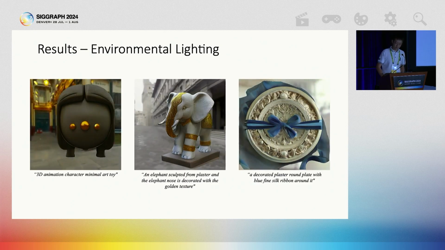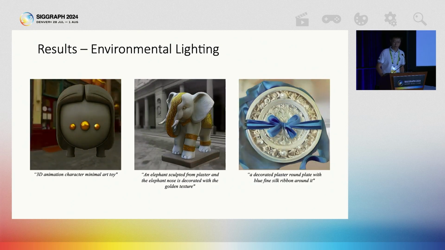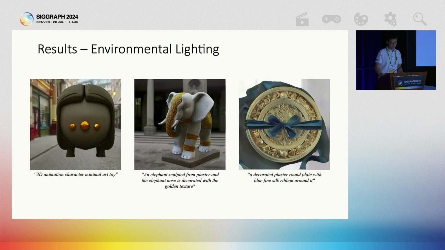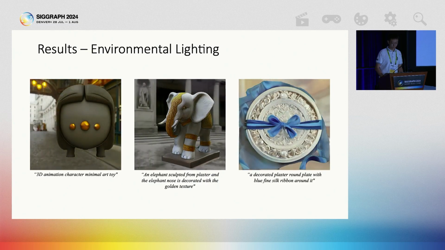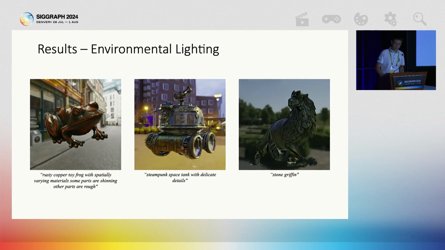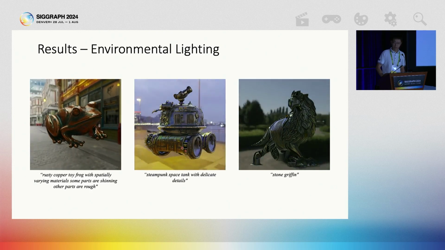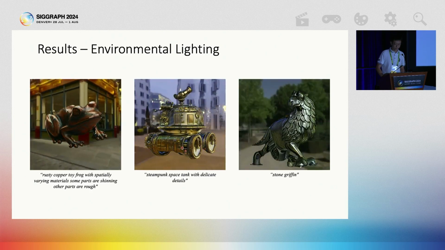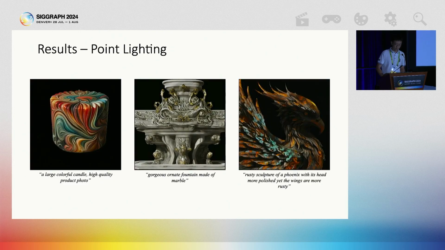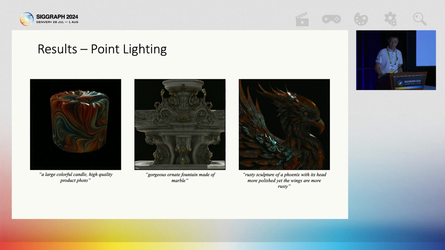Our method works not only on objects with diffuse materials, but also on objects with reflective material properties under a variety of lighting conditions, including non-distant lightings like point lights.